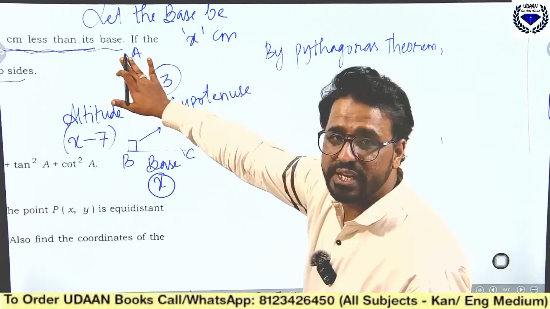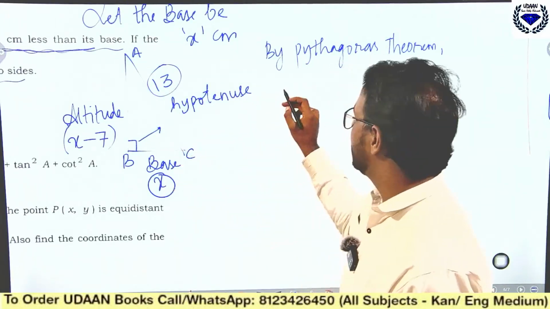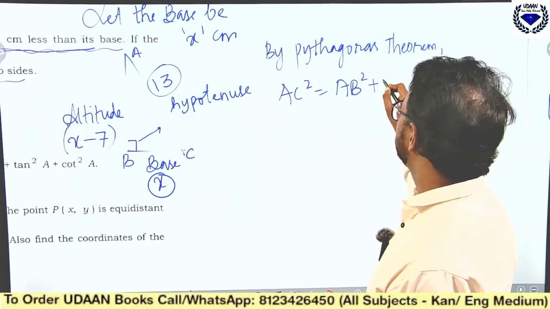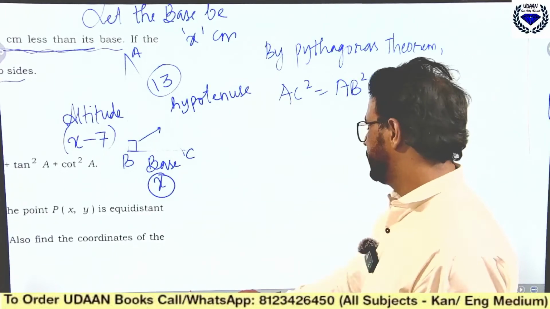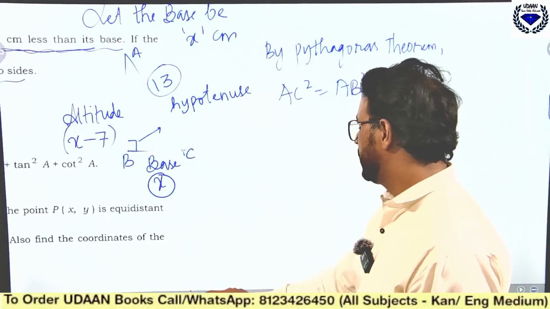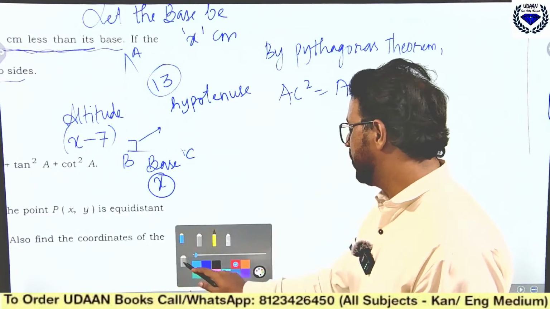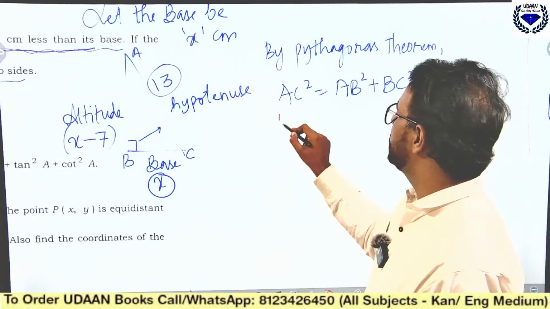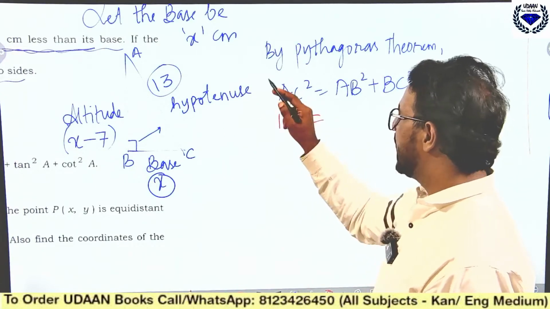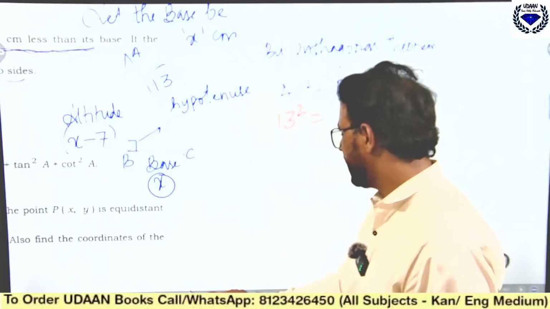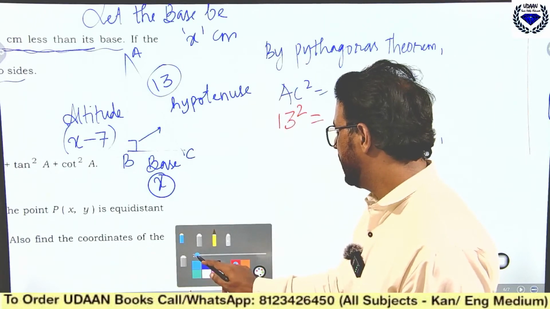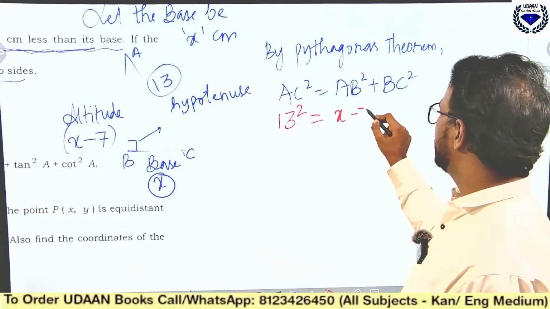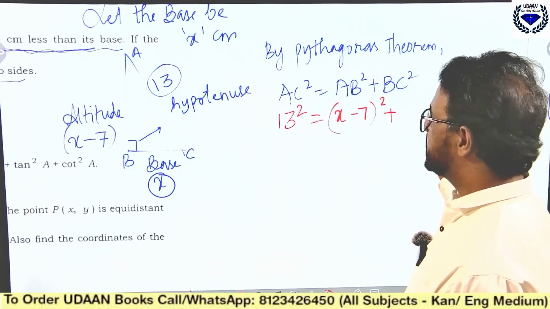See, Pythagoras theorem is AC square equal to AB square plus BC square. So that is the Pythagoras theorem you should use here. I hope you are getting the clarity. So AC is how much? It is 13 square. AB is how much? Let me know what AB is now. AB is x minus 7 the whole square, plus BC is how much?